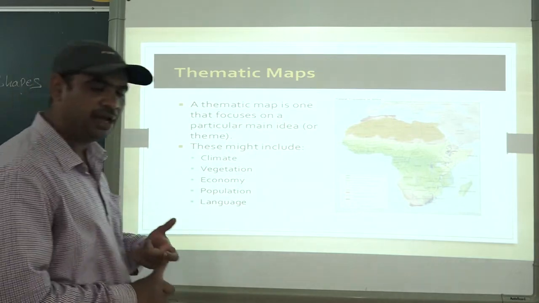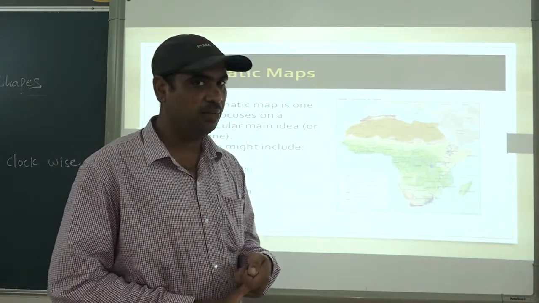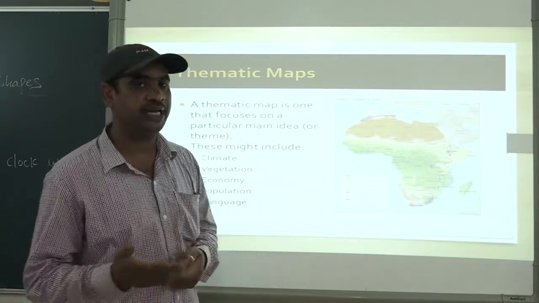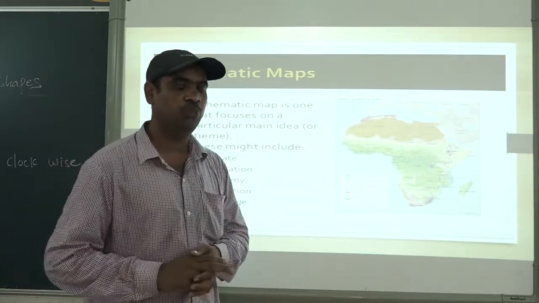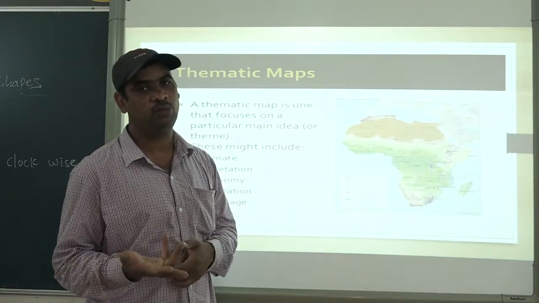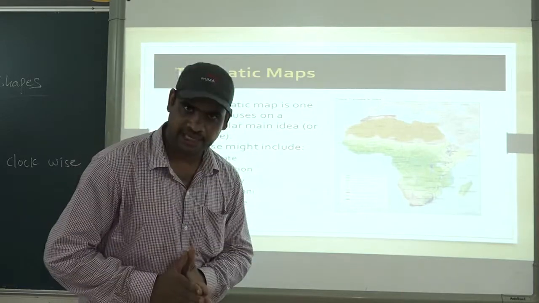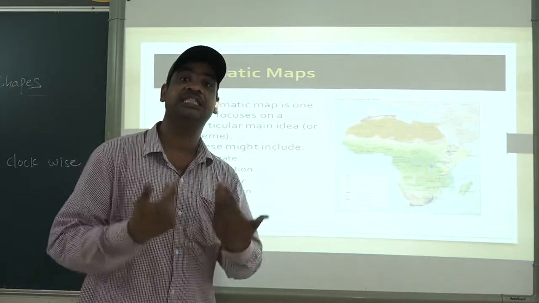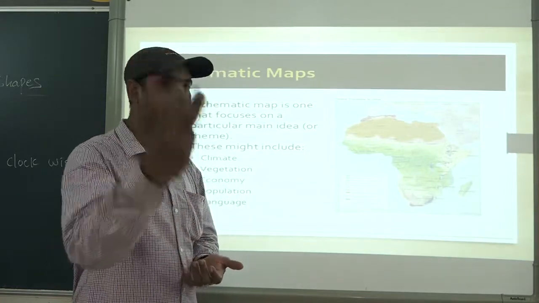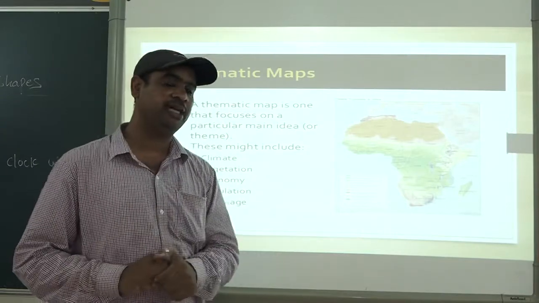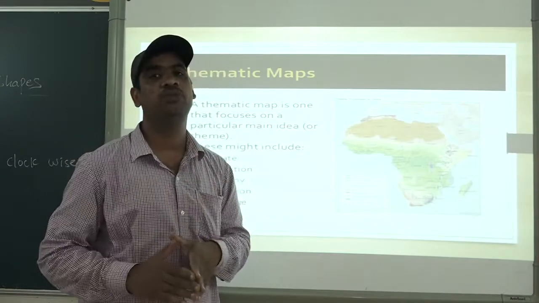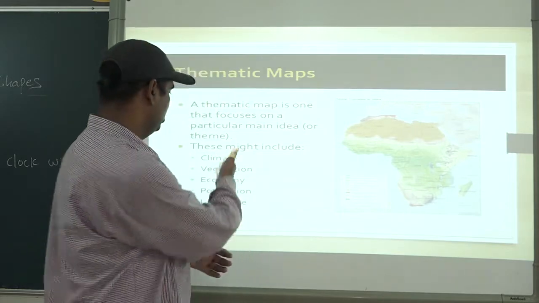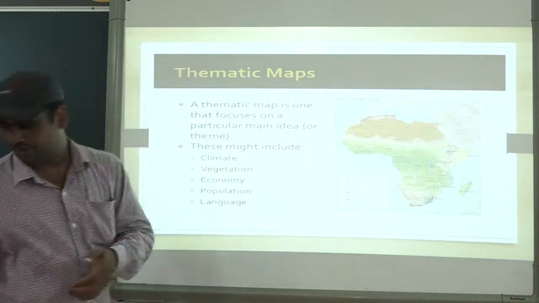One is the physical map. On a physical map, what is shown? Landforms are shown, like desert, mountains, plateau, plain. The second type of map was the political map. On a political map, what is shown? Different countries, different states, provinces and cities are shown. And the third type is what? The thematic map. On a thematic map, a particular type of information is focused. It can be focused on population, or on the topics which I told you right now.